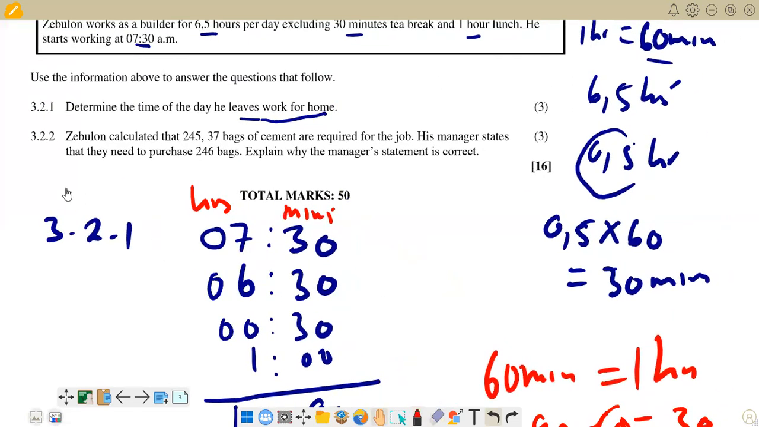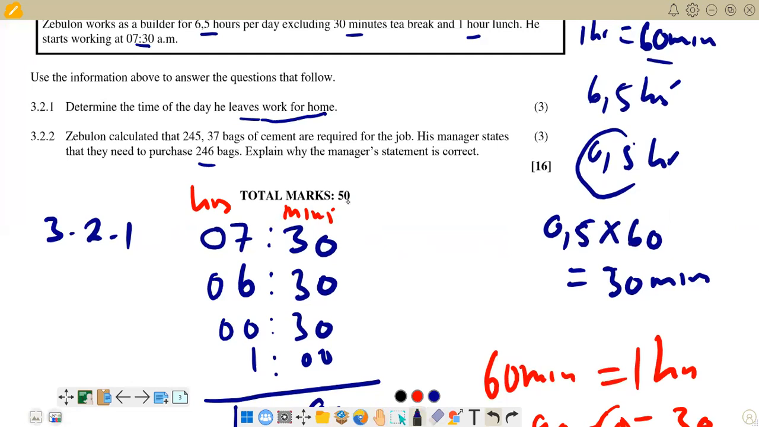Now we are having 3.2.2, which is saying Zebulon calculated that 245.37 bags of cement are required for the job. His manager states that they need to purchase 246. Explain why the manager's statement is correct. So here we are seeing 245.37 bags, but the manager stated that he needs 246. We are seeing that 246 is greater than the actual figure that we have, which is 245.37. So it means this manager has rounded up that figure of 245.37.